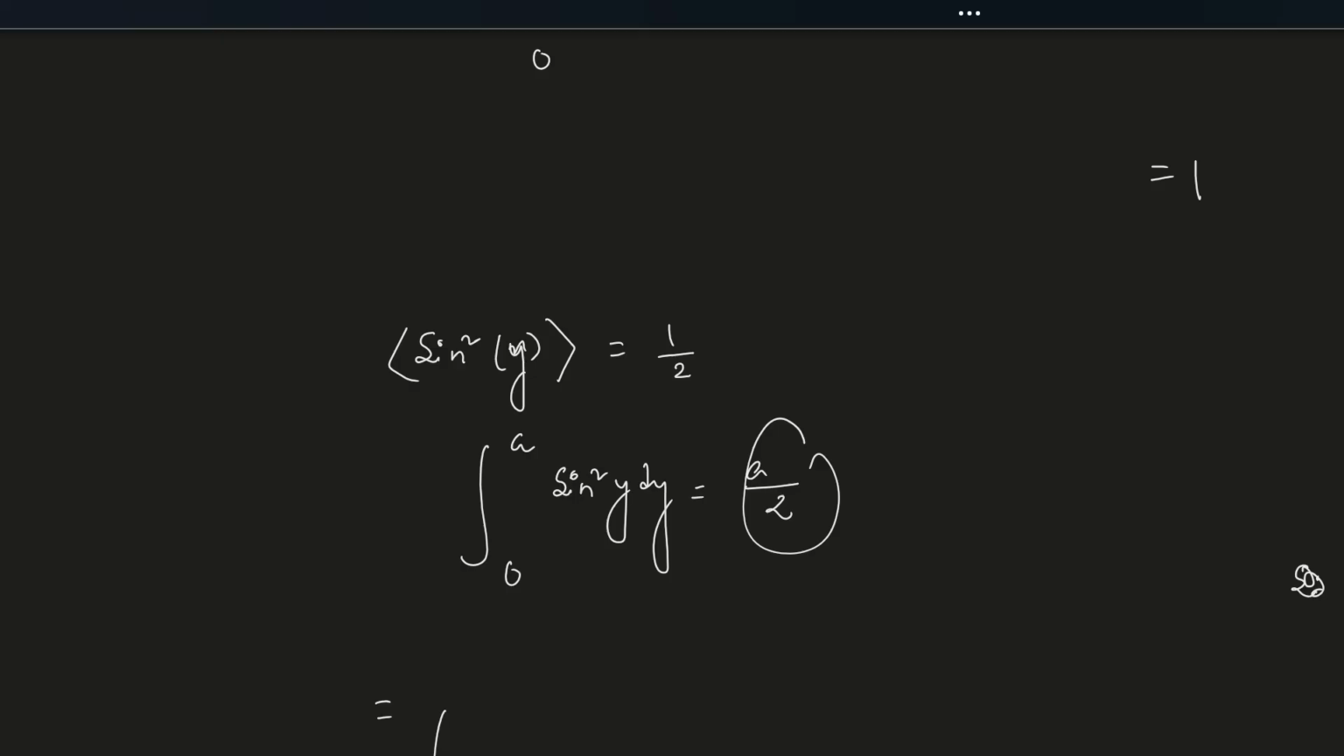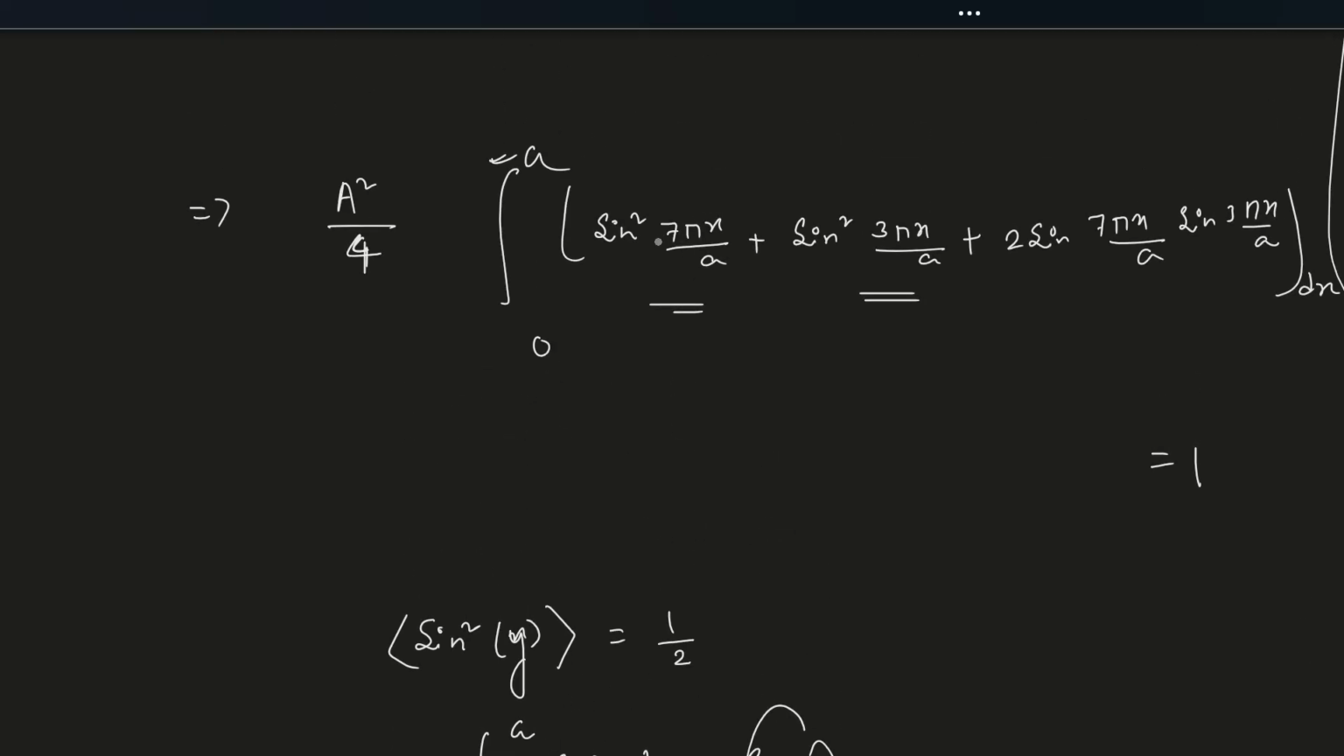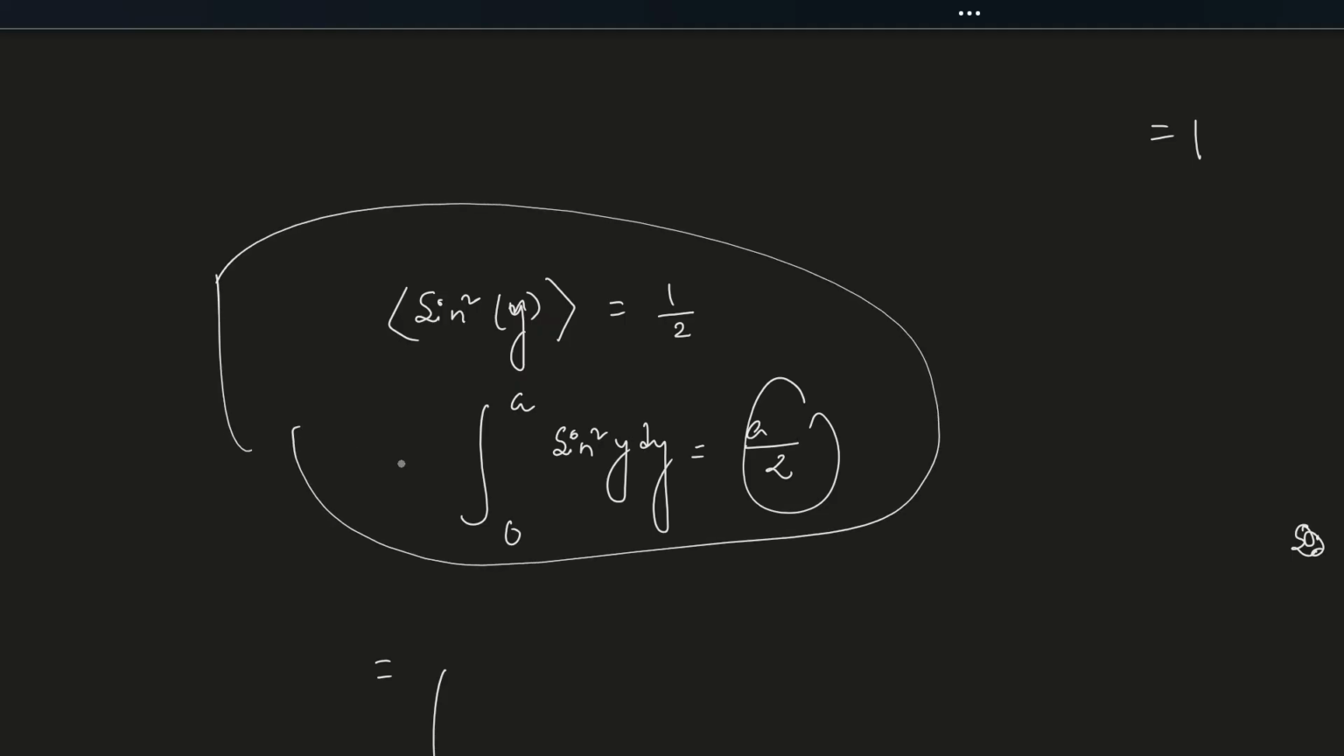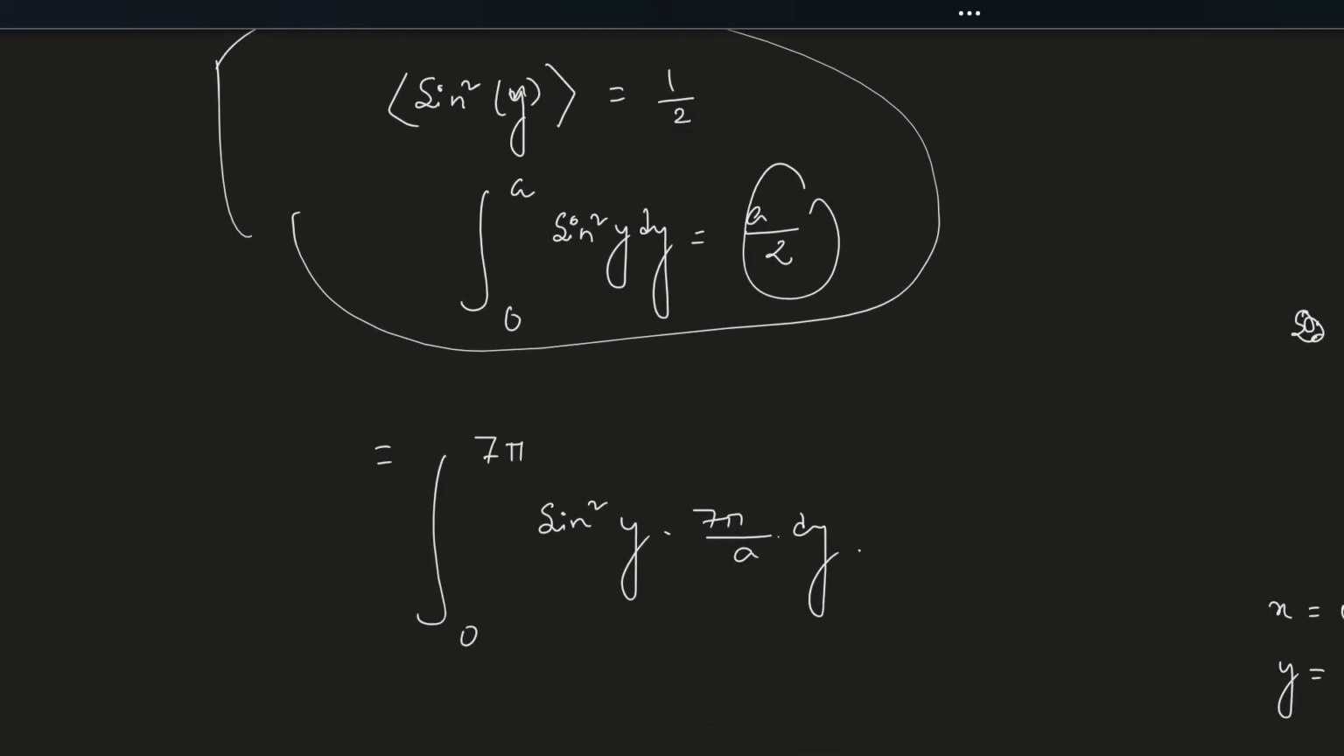So this whole integral modified to sine square 7 pi x by a into dx is 0 to... so this was just an example, so let us take it out of the equation. So 0 to, now y's new limit is 7 pi, and the sine square 7 pi x by a, you redefined as y, this is sine squared y, and dx we had to redefine as 7 pi by a dy, right?